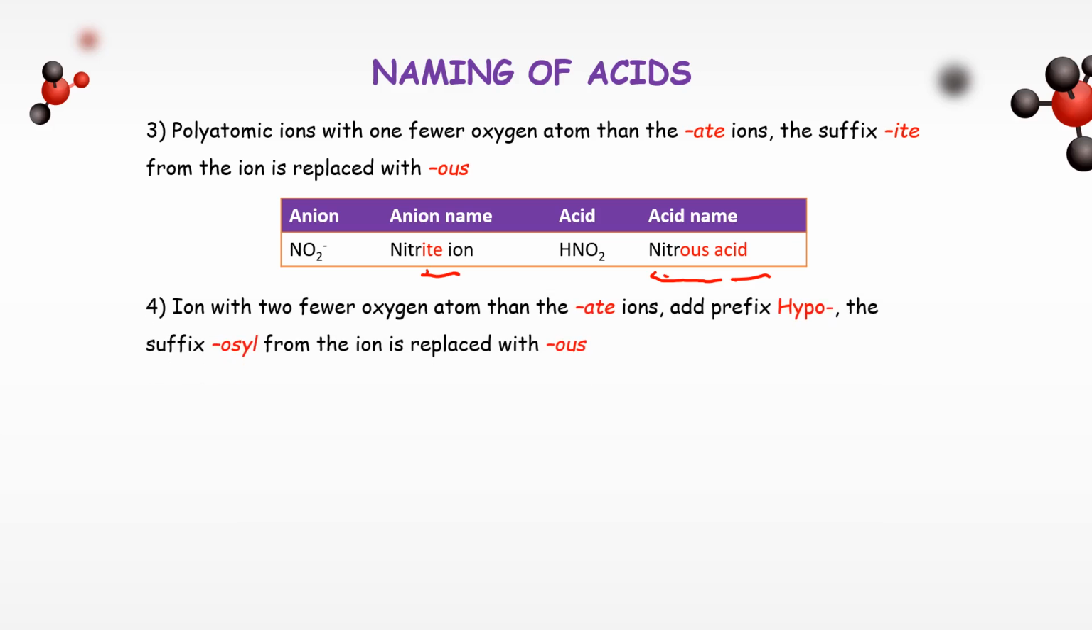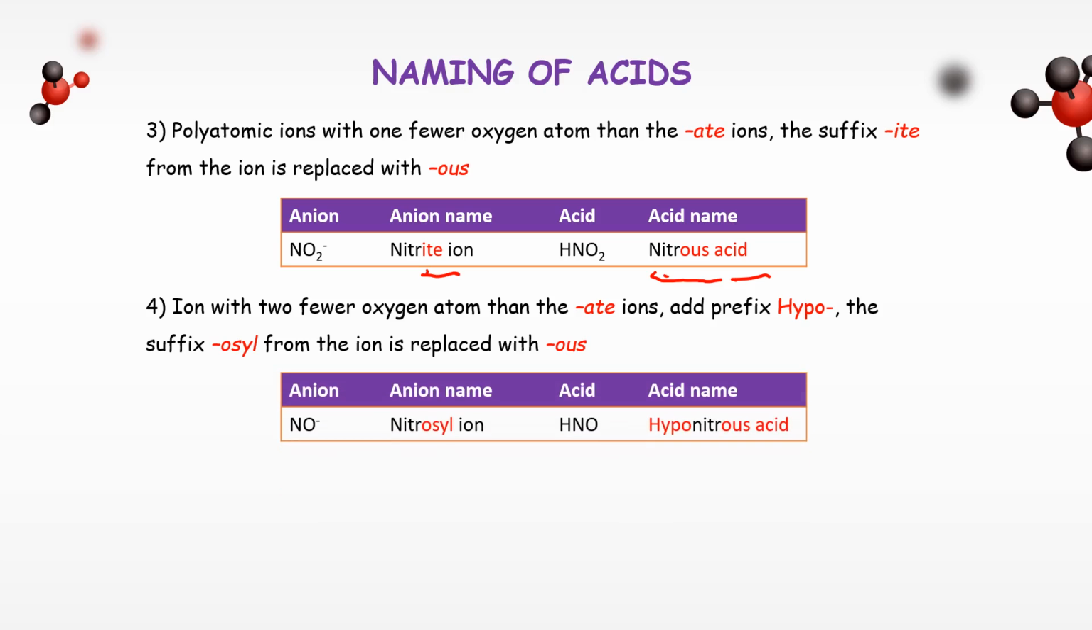For the fourth case, we have an ion with 2 fewer oxygen atoms than the "ate" ions, so we add the prefix hypo at the front of the name, and the suffix "ite" from the ion is replaced with "ous". Example here we have NO minus. Since we have less oxygen atoms than the previous one, the anion name will be hyponitrite ion, and the symbol is HNO. So the acid name will be hyponitrous acid.